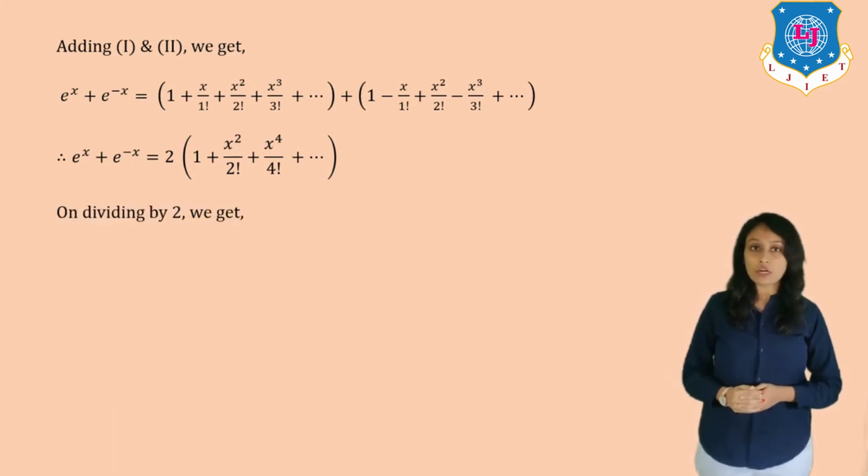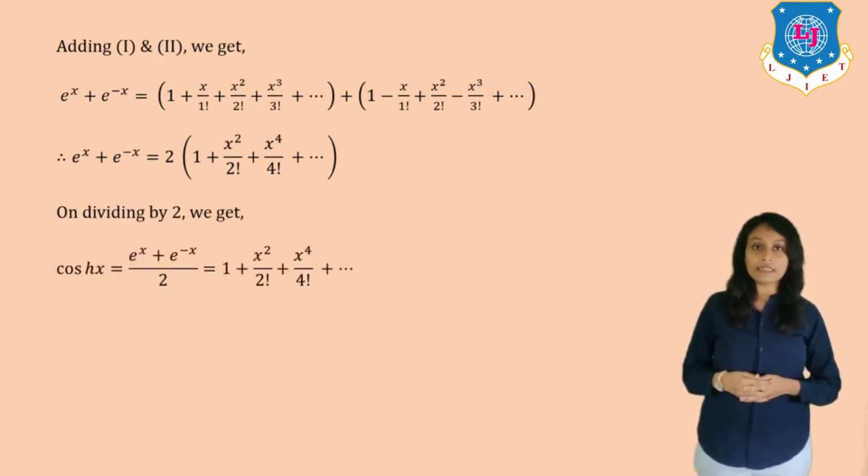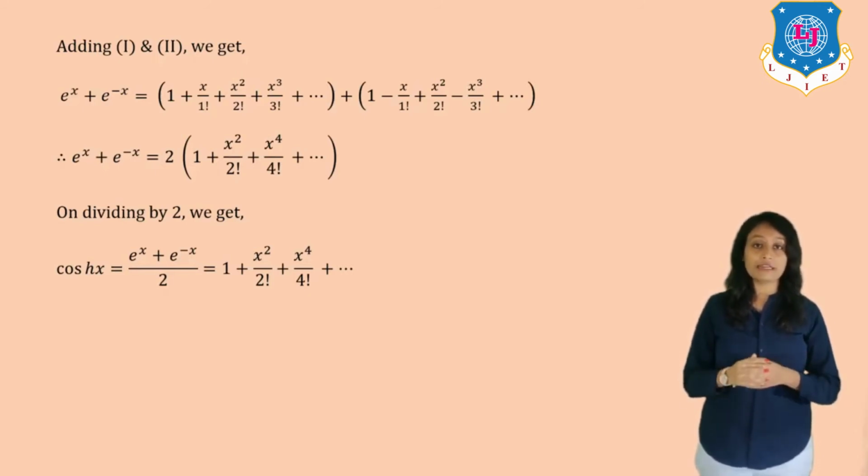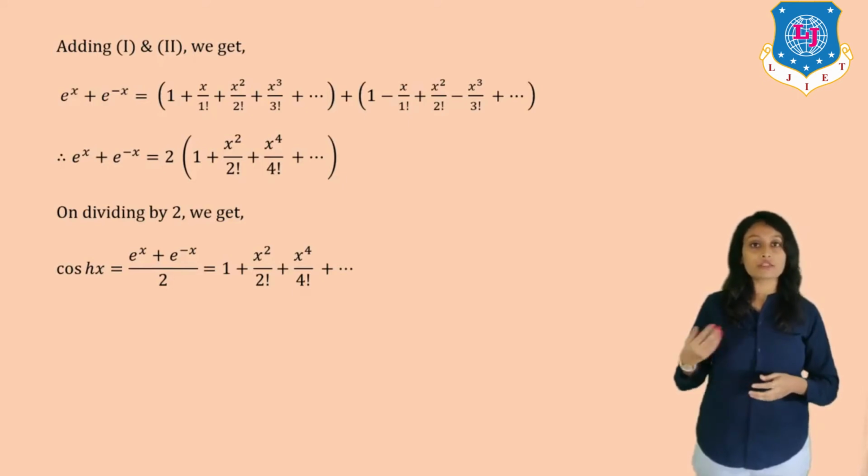Now the last task is what? We have to divide it by 2. On dividing by 2, we'll get cos hx, right? So cos hx is what? e raised to x plus e raised to minus x upon 2. So 2 will get cancelled and the final answer is 1 plus x square upon 2 factorial plus x raised to 4 upon 4 factorial and so on. You can also find cos hx using derivative formula, right? Simply find the derivative of cos hx and find its value at 0. You can solve that way also and this way also.